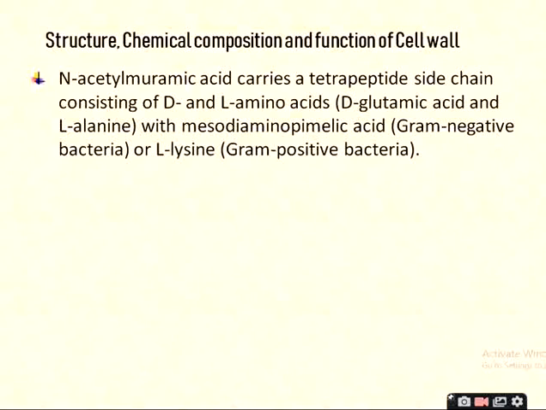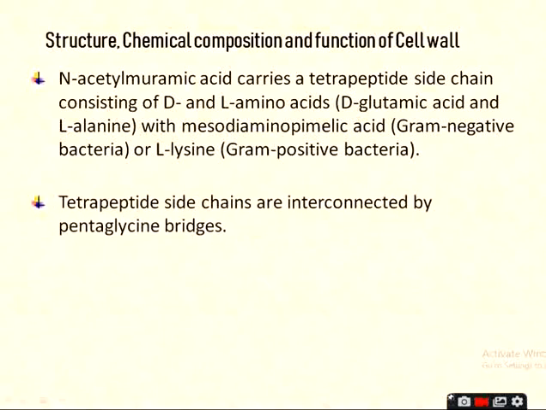Along with them, meso-diaminopimelic acid is present in gram negative bacteria, and L-lysine is present in gram positive bacteria. That means meso-diaminopimelic acid is present in gram negative bacteria, while L-lysine is present in gram positive bacteria.